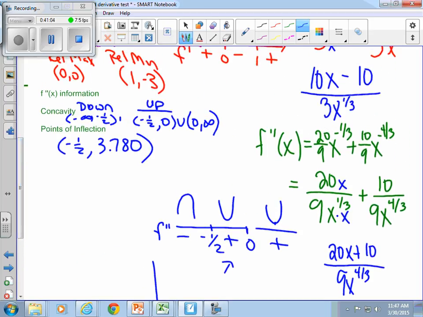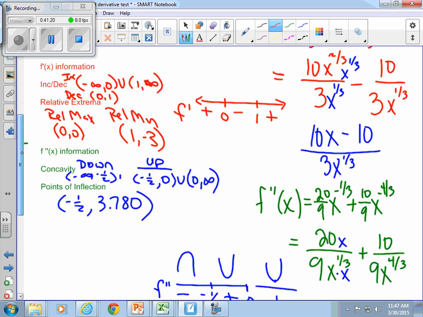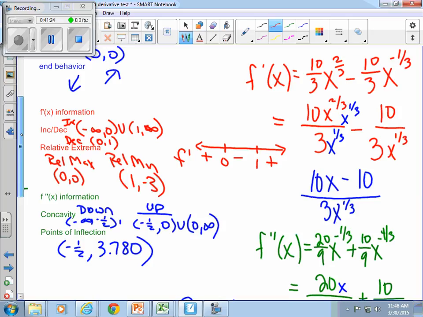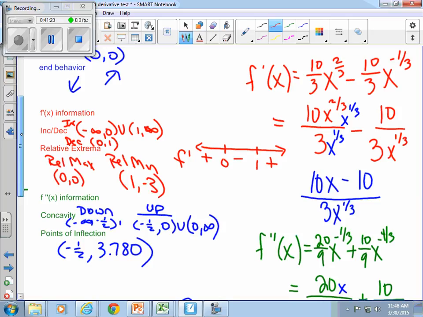Let's check that second derivative. I thought it would be like that. Time out. Oh no. Hold on. No, that's right. So negative 10/9. Good.